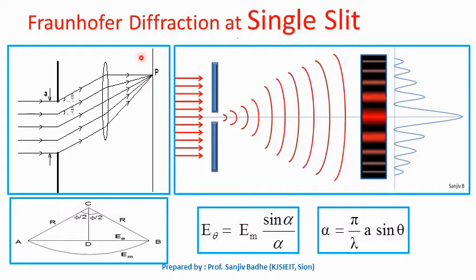To find the intensity of light at point P, which steps did we follow? Let us revise them again. We divided this slit of width A into n number of infinitesimally small slits of width dx. Each of these slits of width dx can emit only one wavelet at an angle theta. Each of these wavelets was represented as a vector.